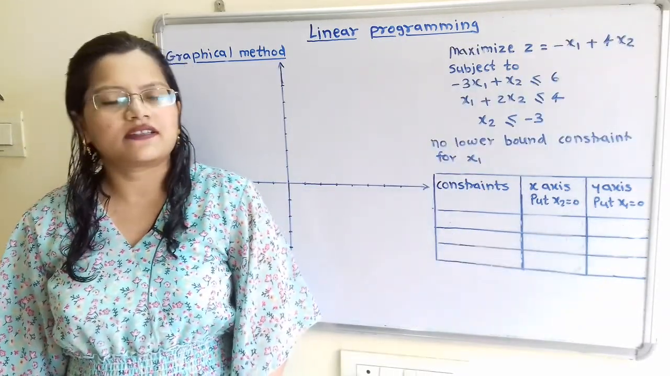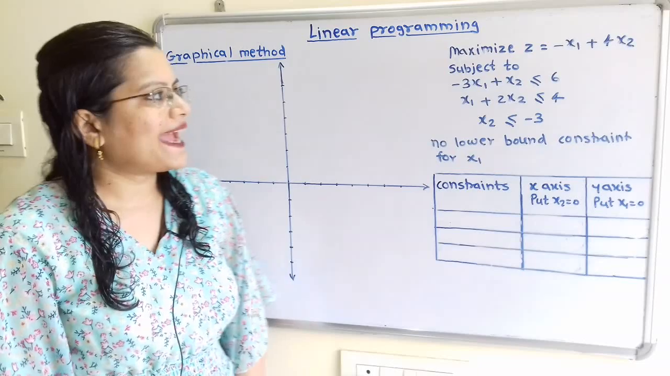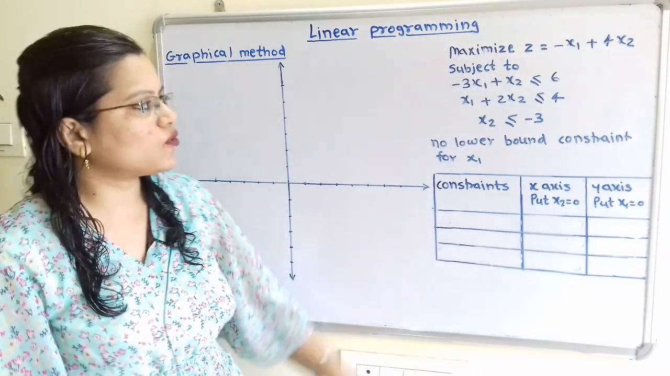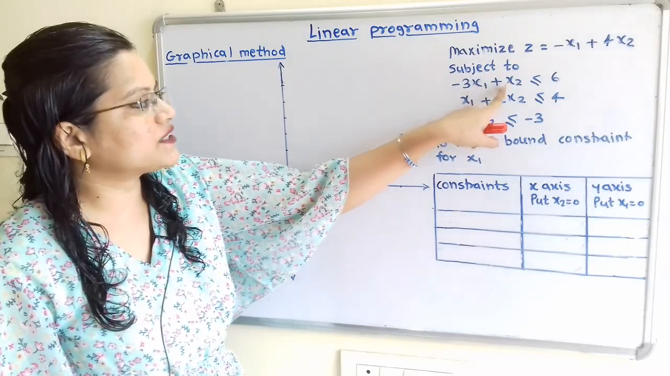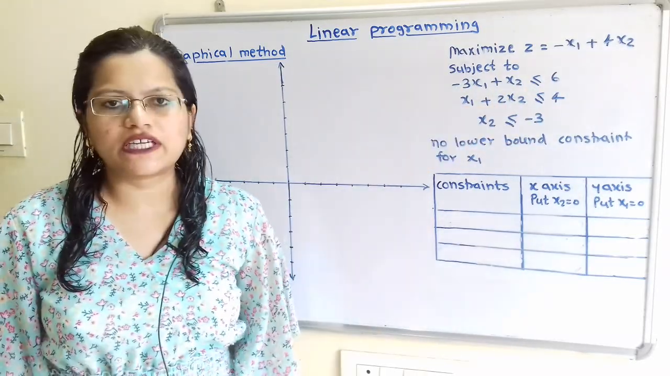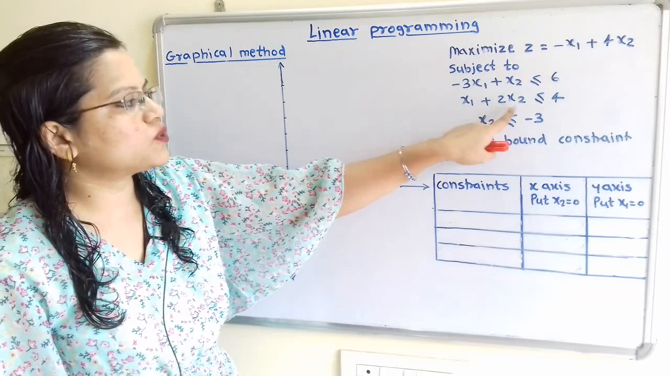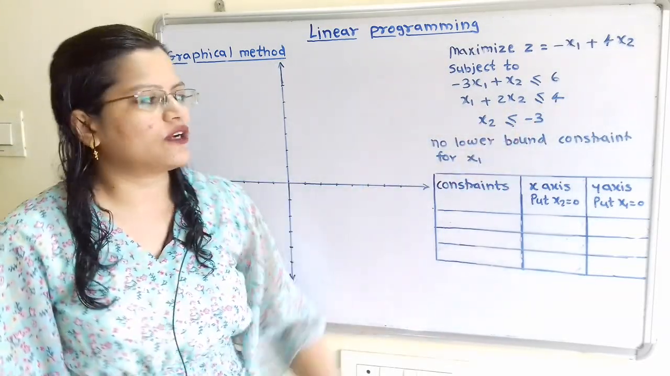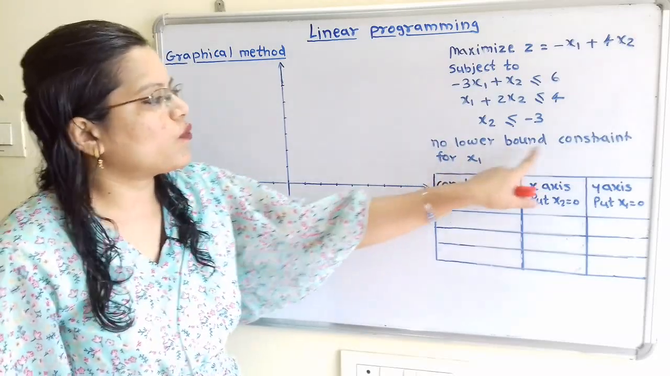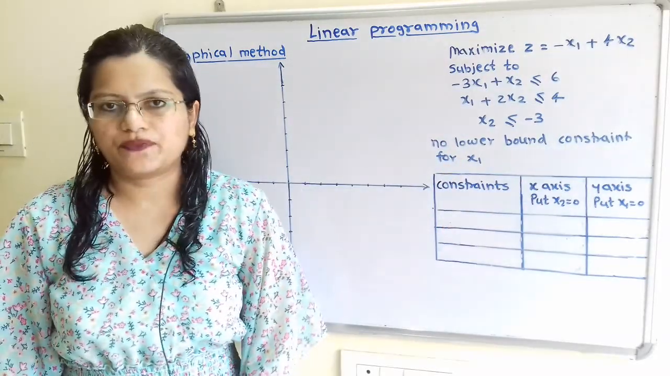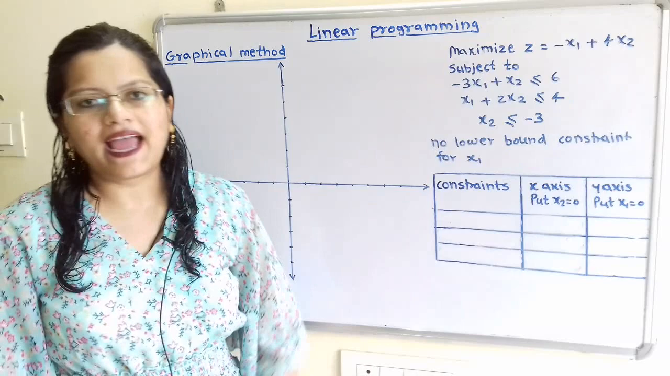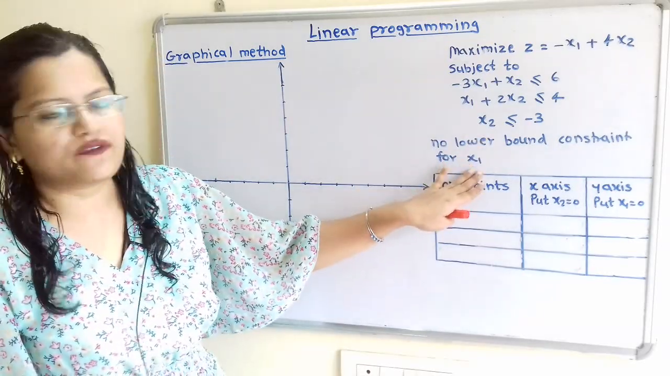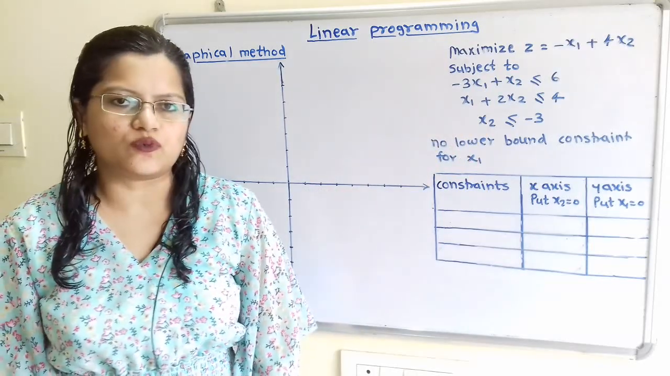Now we will consider the second example. Maximize Z equals minus x1 plus 4x2 subject to constraints minus 3x1 plus x2 is less than or equal to 6, x1 plus 2x2 less than or equal to 4, x2 is less than or equal to minus 3. No lower bound constraint for x1, that is, x1 may have negative values. So here no limitations are mentioned for the values of x1 and x2.